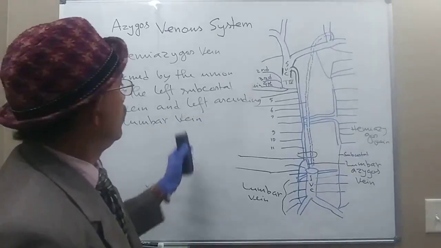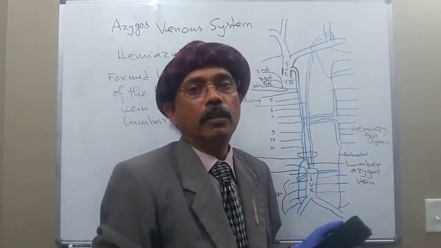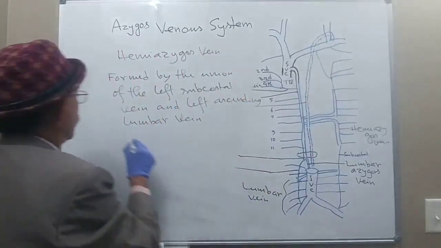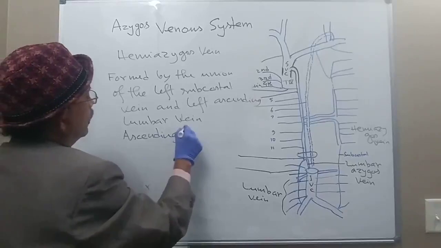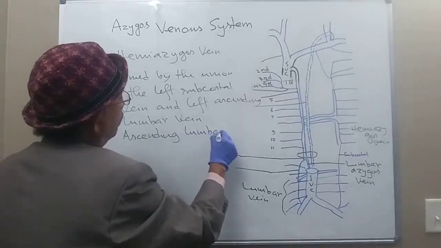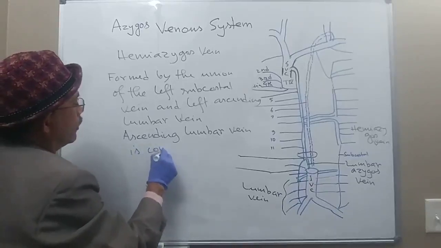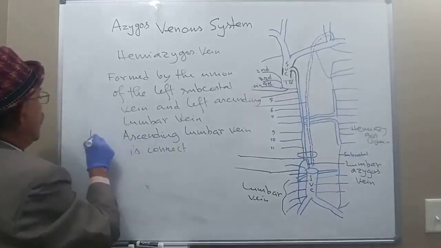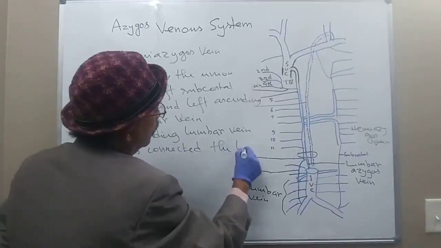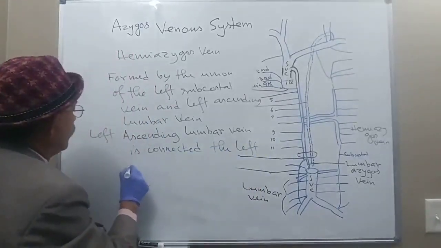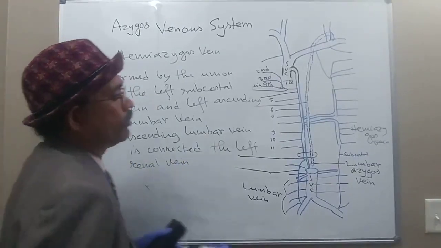Okay, and the ascending lumbar vein is also connected to the left renal vein. You must remember that the left ascending lumbar vein is connected to the left renal vein. Okay, we got the formation.